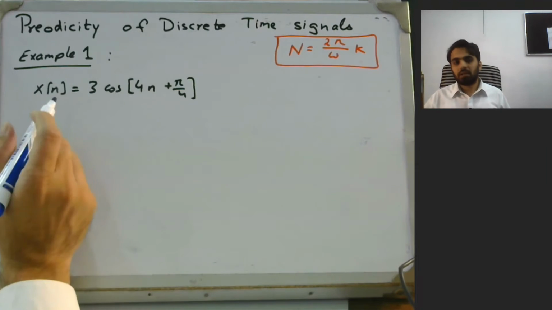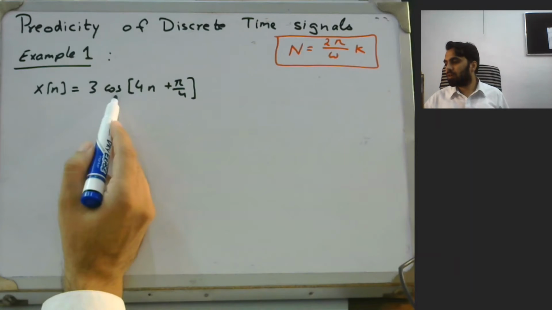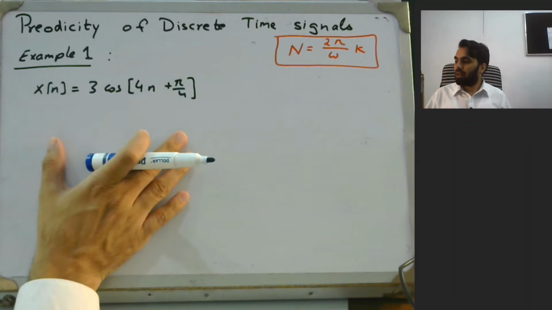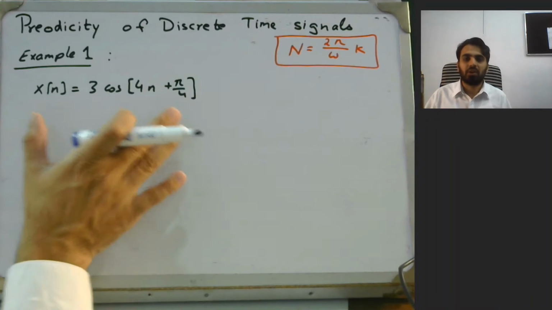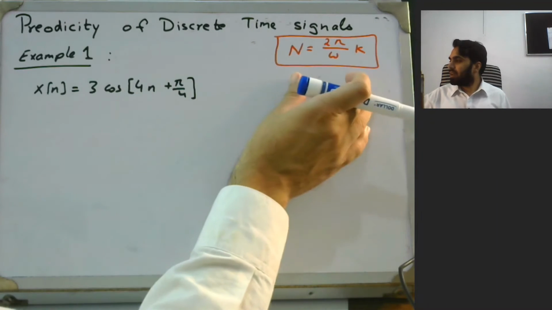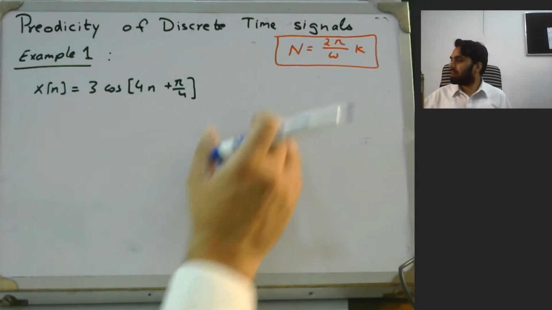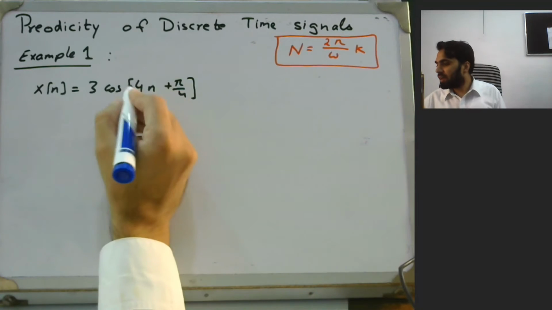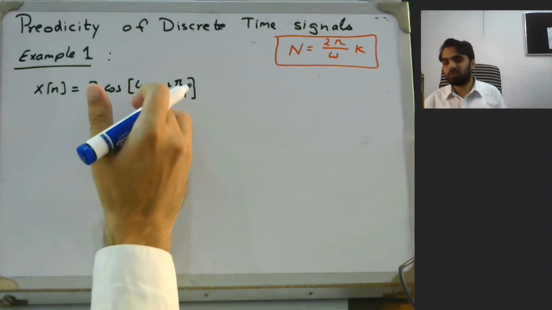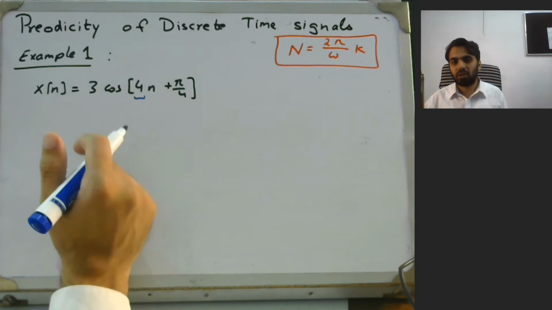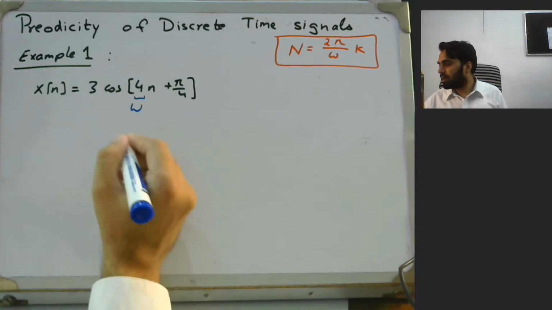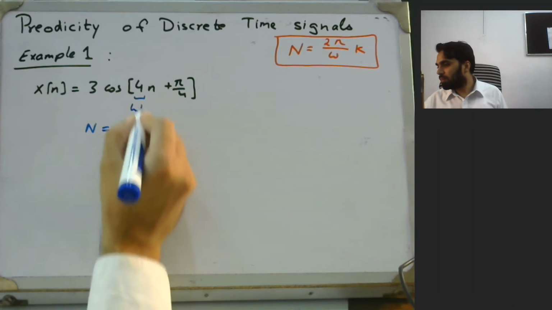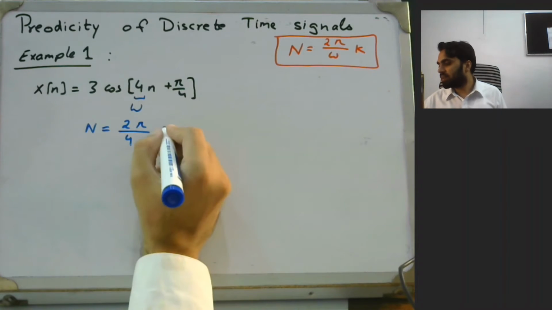In the first example, our x of n is equal to 3 cos of 4n plus pi by 4, and we need to find whether this is a periodic signal, and if it is, what would be its fundamental period. Over here I have written the expression that we have found earlier, that is N is equal to 2 pi by omega times k. Here omega is simply 2 pi f, in continuous time it was times t, now we have an n, so this is our omega. So this means that N is equal to 2 pi by 4 times k.